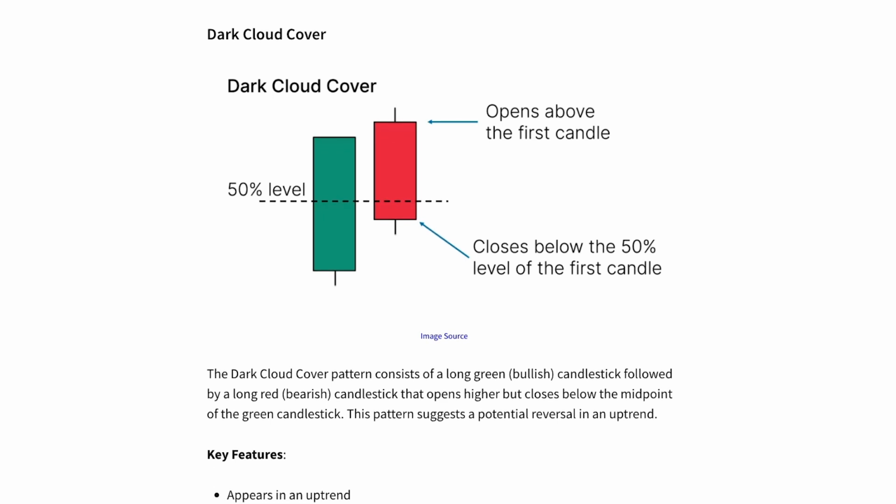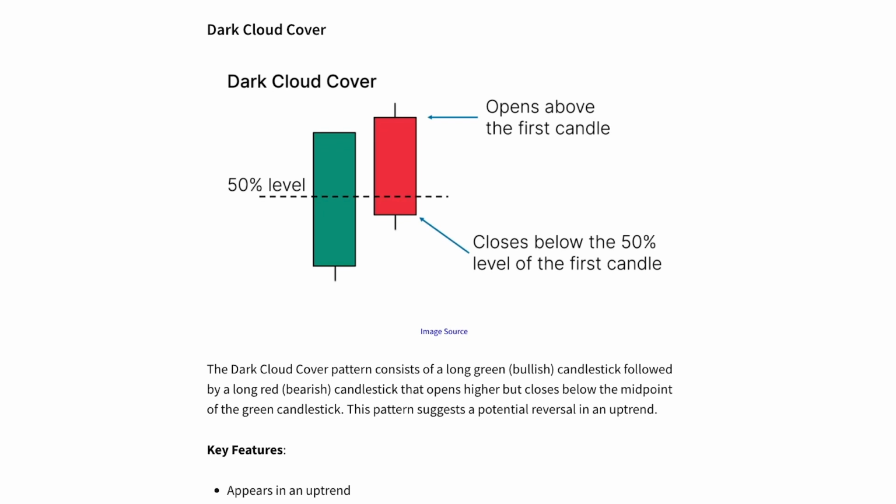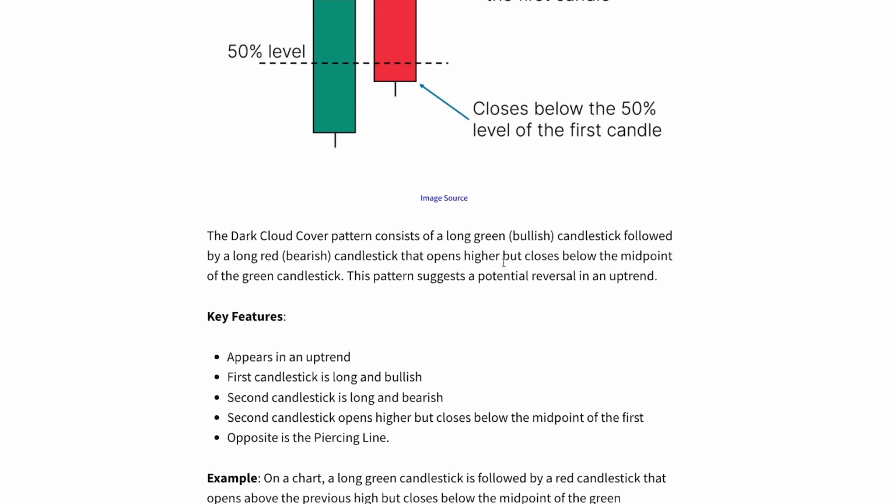Dark cloud cover is another popular one. This particular one consists of a long bullish green candlestick followed by a red bearish candlestick that opens higher but closes below the midpoint of the green candlestick. So it's sort of the opposite of the piercing line. We've got a green candlestick here, and we're going to open here, and we're going to close here. So the prices come down, and we close below the 50% level, below the midpoint of the previous green day. So that's a dark cloud cover, suggesting that a reversal might be happening.